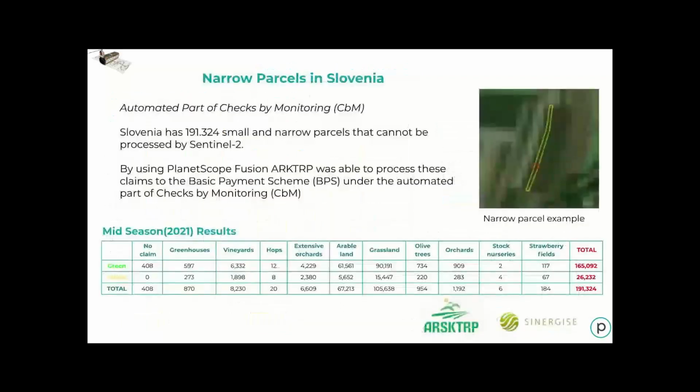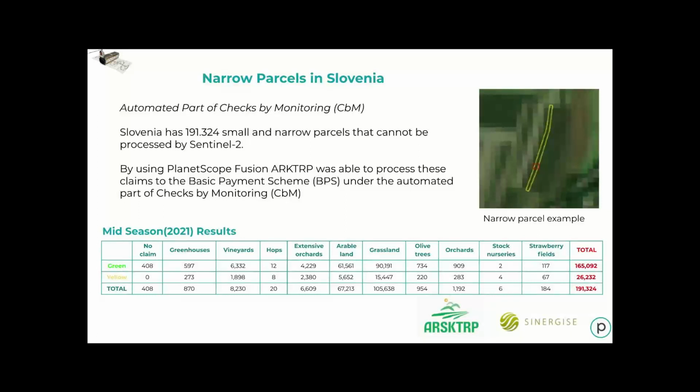And let's take another example. This season, the Slovenian paying agency, together with Synergise, are using Fusion operationally for checks by monitoring. And this is both in the automated part and also in the expert judgment part. Similarly, Slovenia has a problem with smaller narrow parcels. They have around 190,000 smaller narrow parcels that cannot be processed by Sentinel-2. If we look on the right-hand side, there is an example of a narrow parcel, and the red box is an example of a Sentinel-2 pixel that doesn't fit into the polygon.